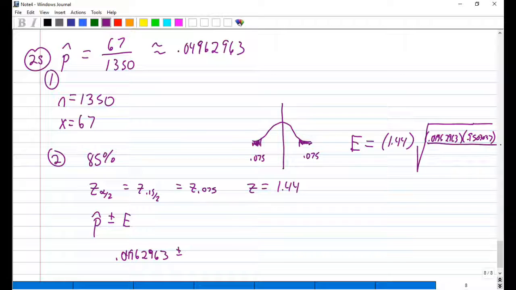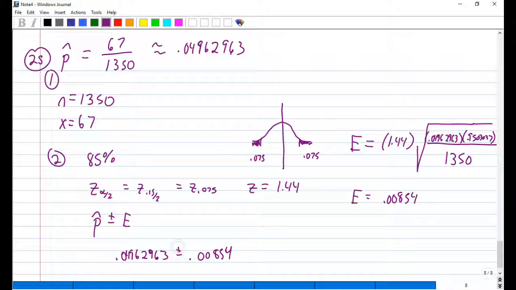All right, so I'm going to multiply those together. Then I'm going to divide by 350. Then I'm going to take the square root of that. And after I do all of that, then I'm going to multiply it times 1.44. And that's going to give me my margin of error. And you're going to get somewhere around 0.00854. And so that's what I'm going to add and subtract.